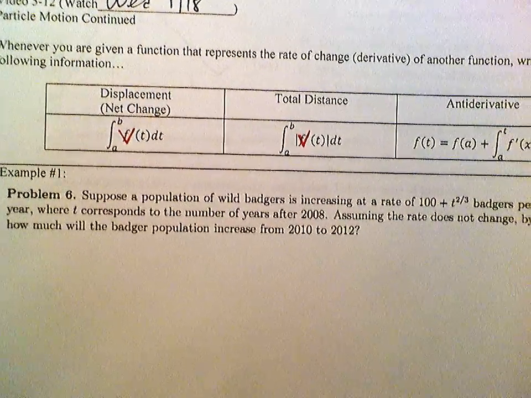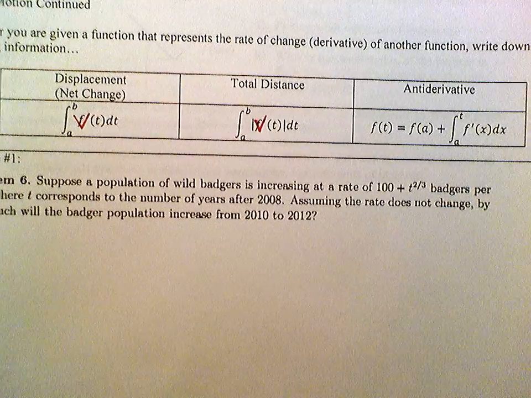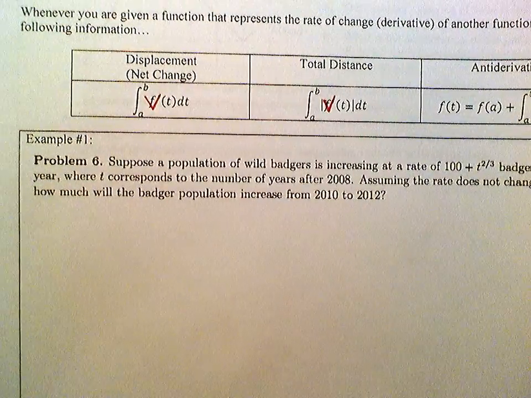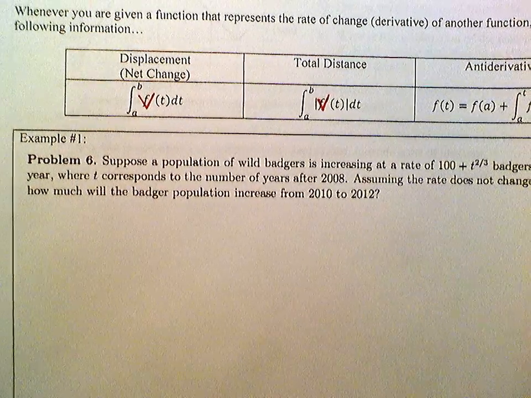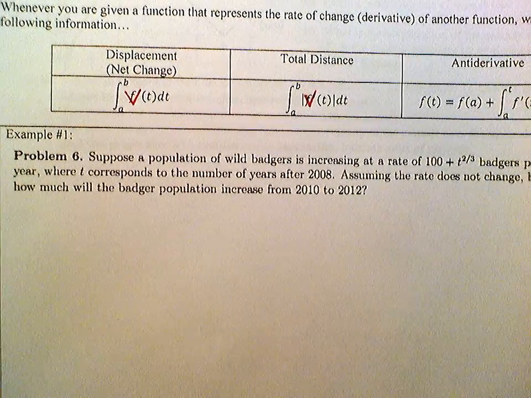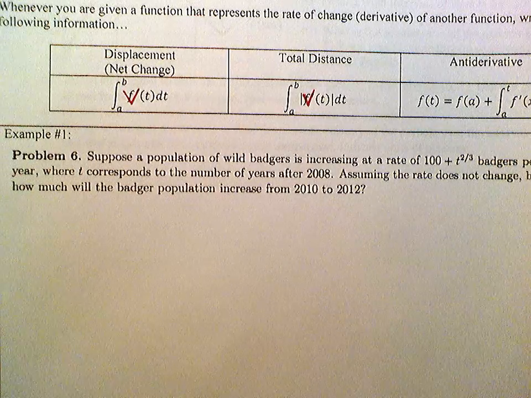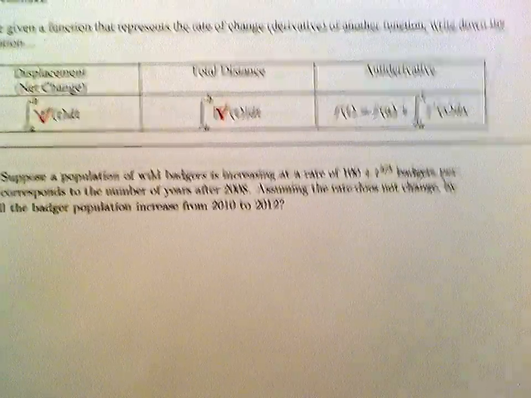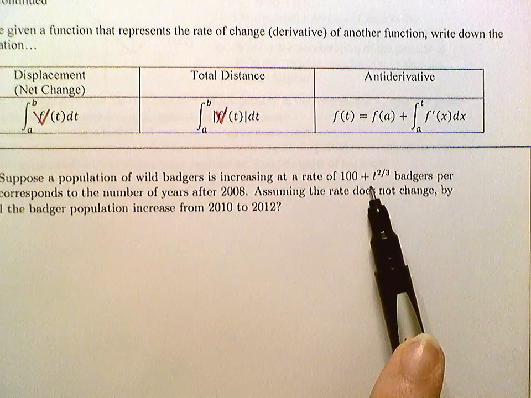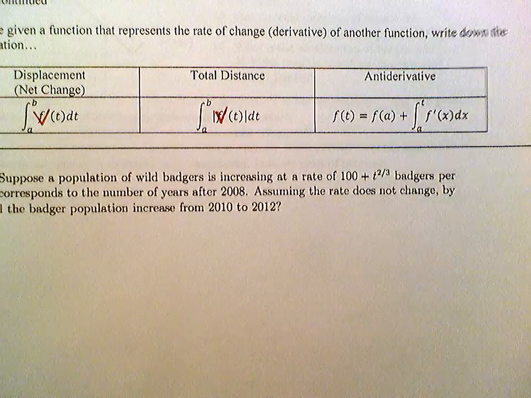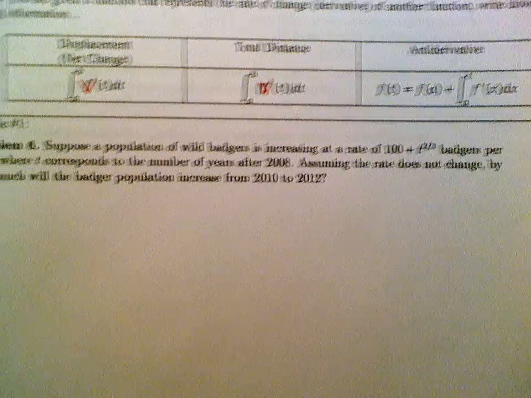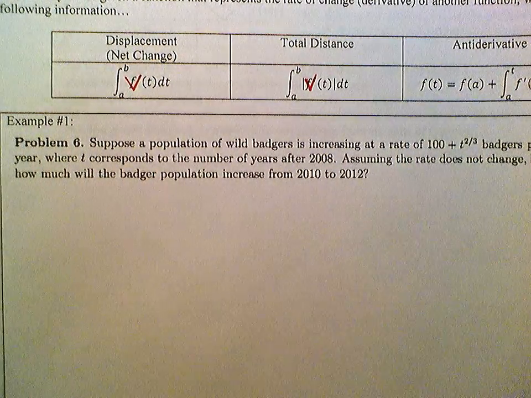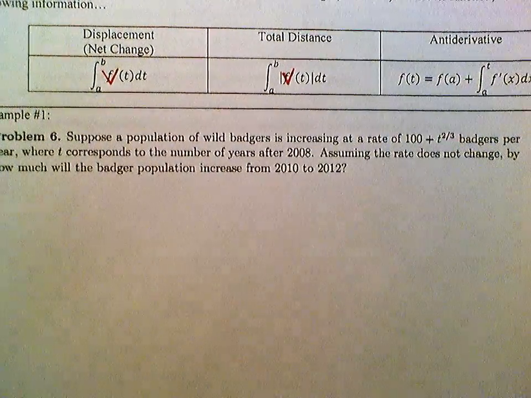Now, here's a problem. Suppose a population of wild badgers is increasing at a rate of 100 plus t to the 2/3 badgers per year, where t corresponds to the number of years after 2008. So 2008 is year 0. Assuming the rate does not change, okay, so this always will give us the rate, the rate function won't change, by how much will the badger population increase from 2010 to 2012?